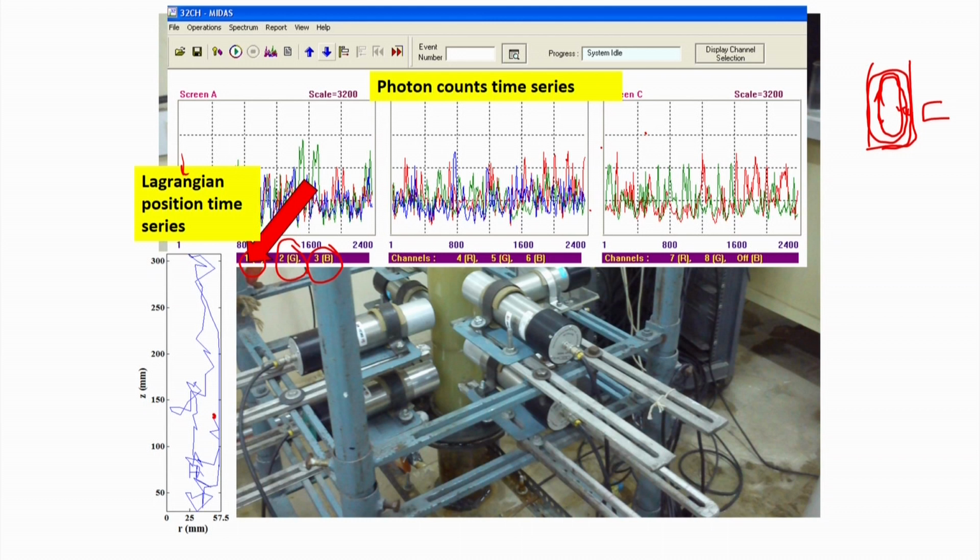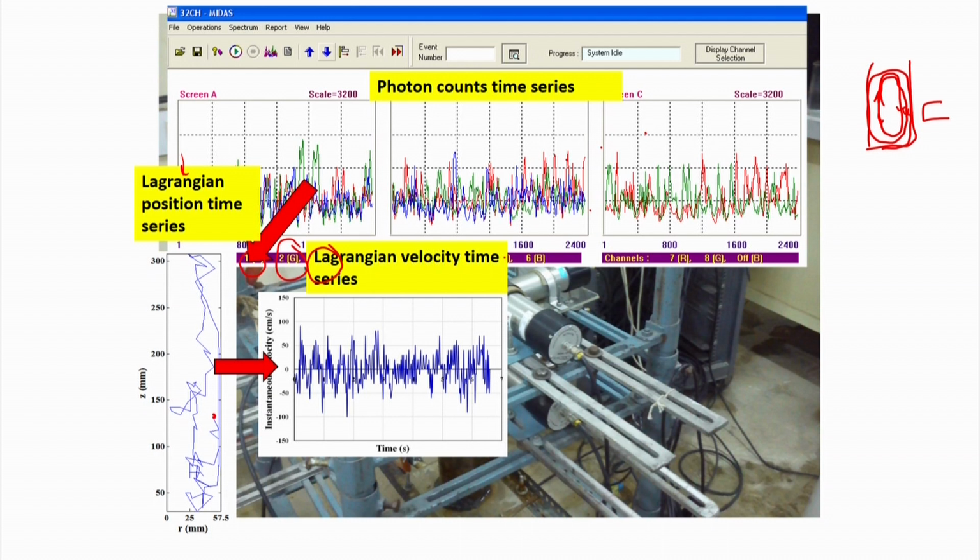So, what will we get? We will get the Lagrangian position time series history for the tracer particle. From there, as I said, by using delta x by delta t, I can calculate the velocity, and that velocity will be nothing but the Lagrangian time series velocity of the tracer particle, or Lagrangian velocity of the tracer particle. So, we will get how the tracer particle velocity is changing.